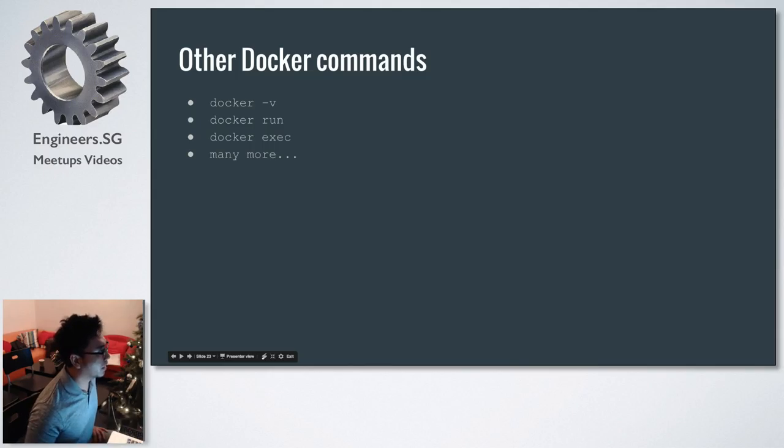Okay, so these are some other Docker commands. These are the ones that I frequently use. The docker -v is just showing the Docker version. And then docker run is to generate the containers from the image itself. Then docker exec, I actually use this more for accessing the container itself. So you can take it as SSH or FTP, going inside the containers.